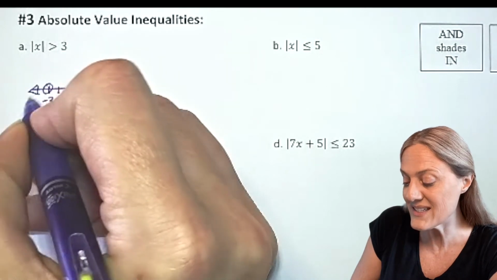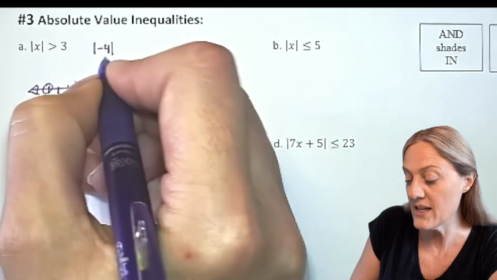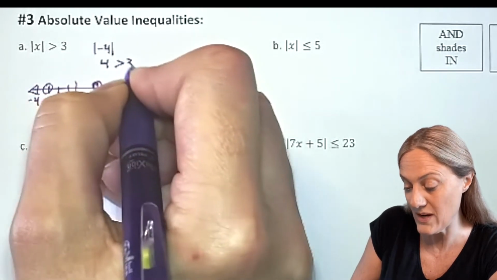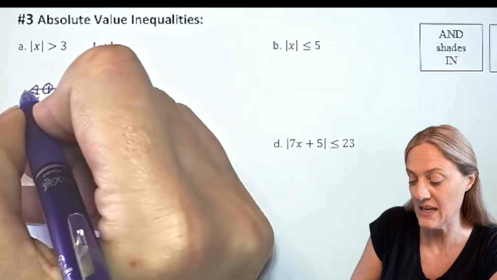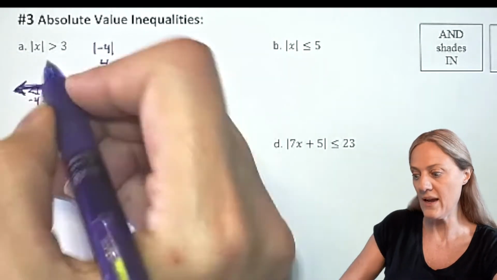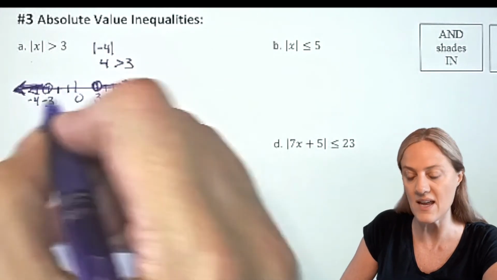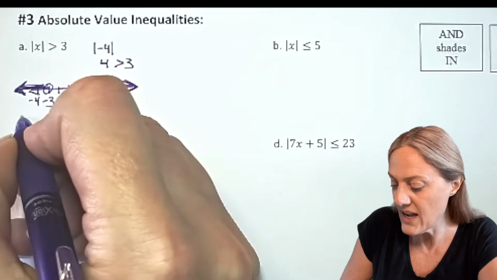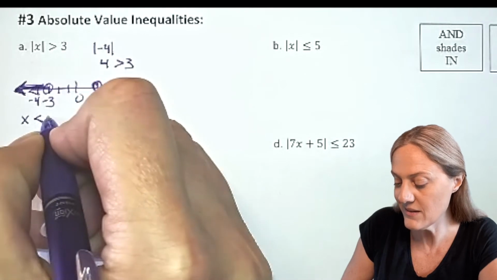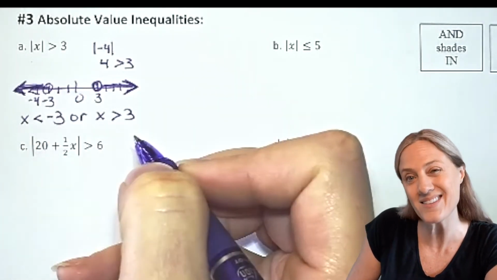But as soon as I get to negative 4, what happens? Well, the absolute value of negative 4 is positive 4, which is greater than 3. And that's going to keep happening, negative 5 and so on. So look at what we end up with. Oh wait, an absolute value greater than 3, that means we get an OR statement. So let's go ahead and write that. X is less than negative 3 or X is greater than positive 3.